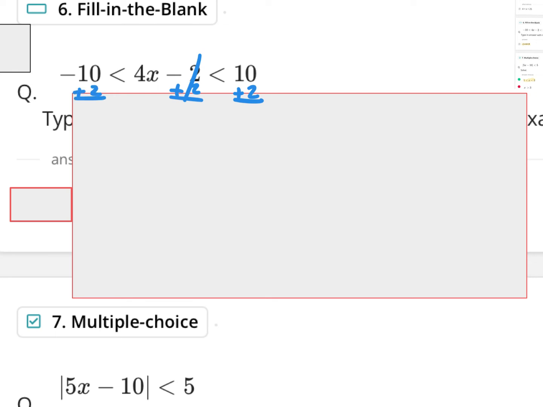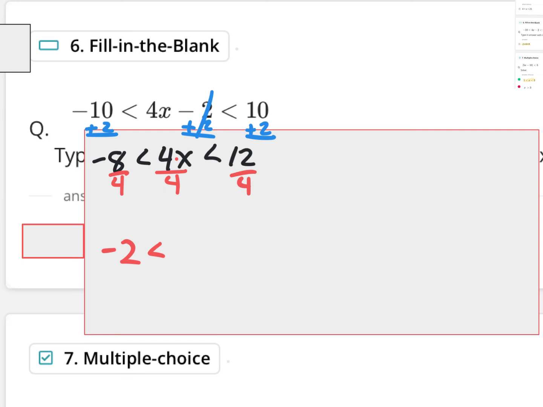Negative 10 plus 2, that's negative 8. So I have negative 8 is less than 4x is less than 12, because 10 plus 2 is 12. Final step, to get x by itself in the middle, I need to divide by 4, divide by 4, divide by 4. Whatever I do to the middle, I do to both outside sides. Final answer will be, what is negative 8 divided by 4? That's negative 2. Less than symbol comes down because I didn't divide by a negative.